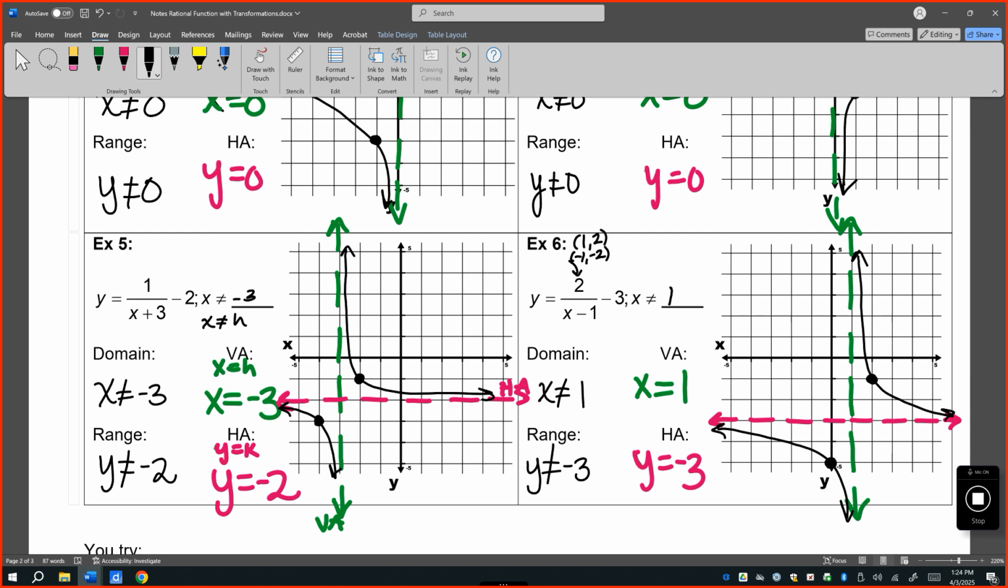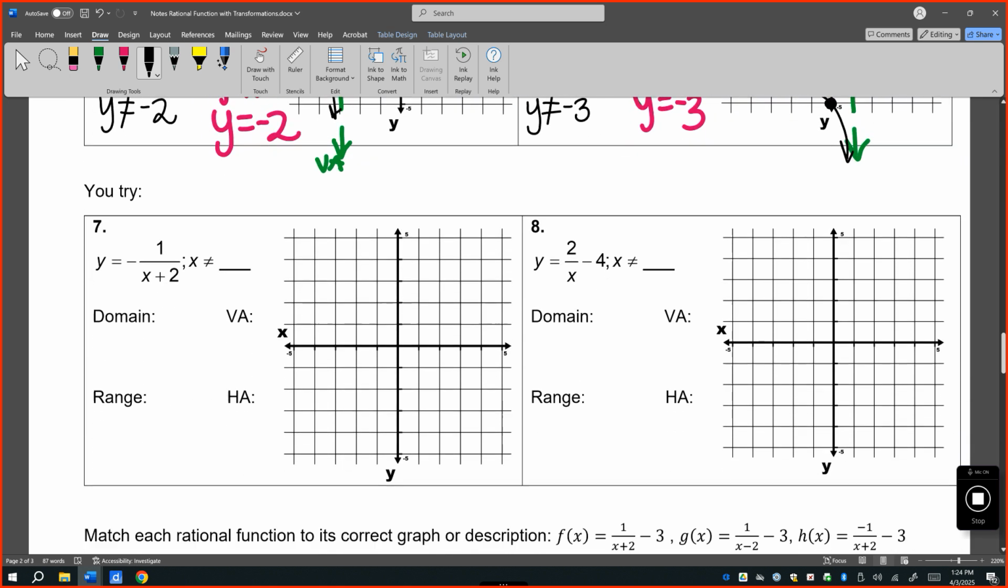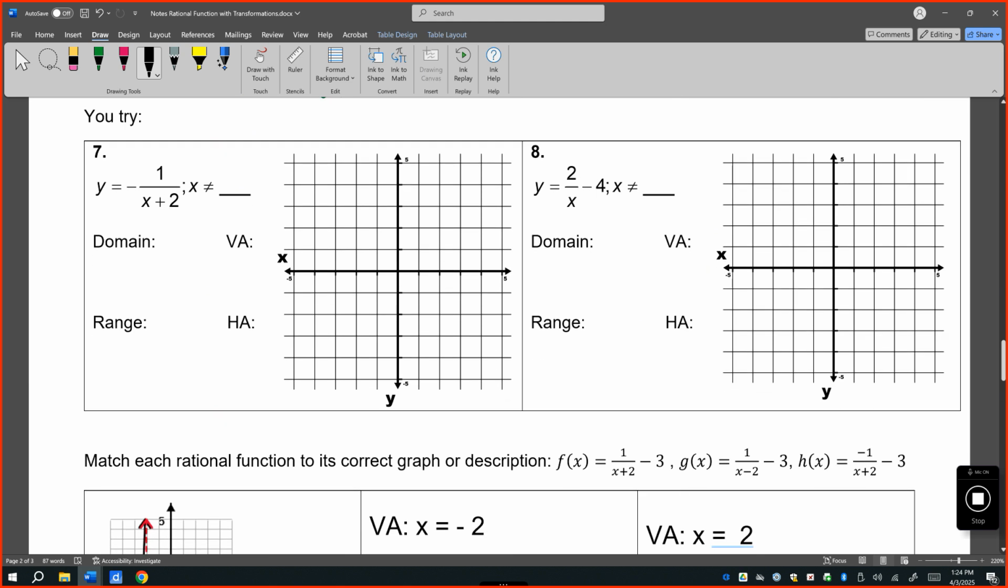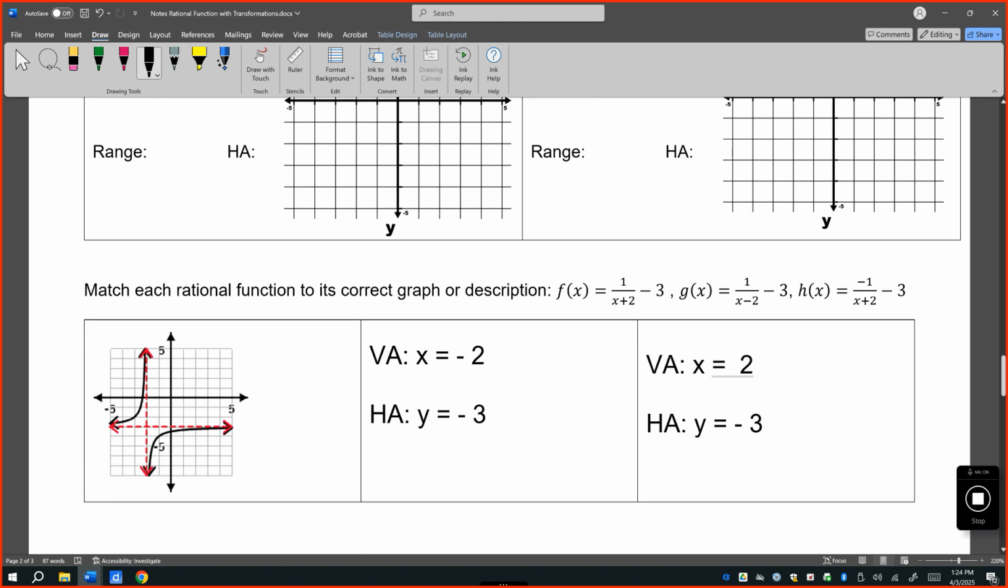Okay? All right, so here's what I'm going to do. Because it's one thing to do this with me. Everyone thinks they get it. But it's another thing if you can do it yourself. Okay? So, I'm going to give you 5 minutes to try these 2 examples, 7 and 8. And then there's also this matching section down here. So you're just going to match the function to its description. Okay? We will go over this in 5 minutes. And then you'll be ready for your work, your assignment, okay?